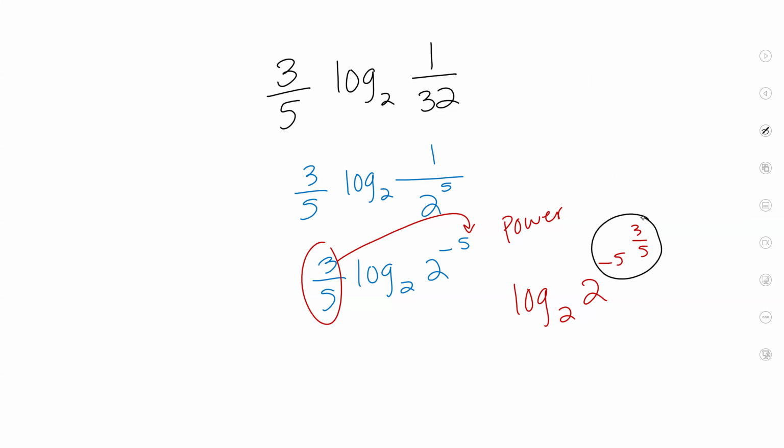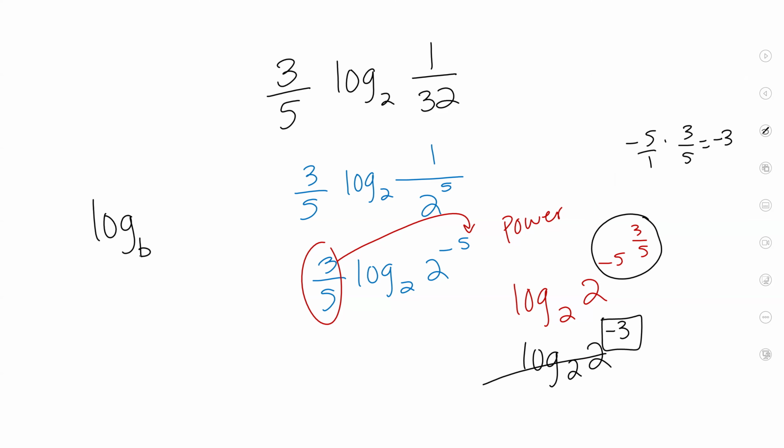These are exponents. Exponents can be multiplied together. So this is log base 2 of 2 times negative 3, because negative 5 times 3/5 is negative 3. That cancels out. Your answer is just negative 3. So this is the rule you have to remember. Log, if the base and this number are the same, they just cancel out. It equals 1.